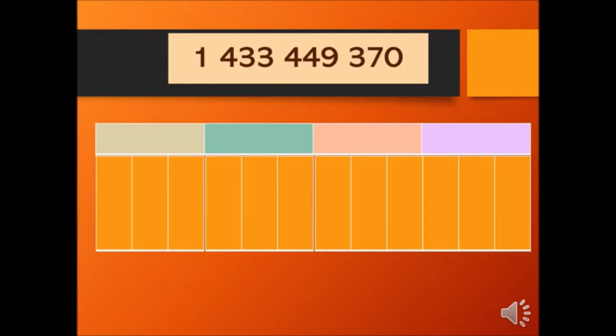So we have, from the right side, the first group of numbers belongs to the period of unit. The second group of numbers belongs to the period of thousand. The third group of numbers belongs to the period of million. And the largest period in this is the period of billion. So let's write all the periods' names in the place value chart starting from the largest. We have the billion, million, thousand, and unit.